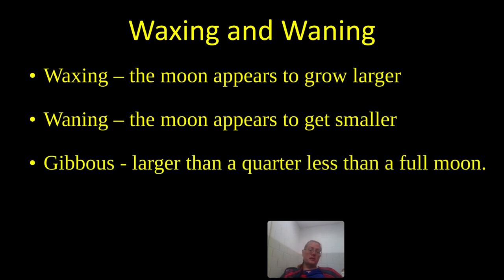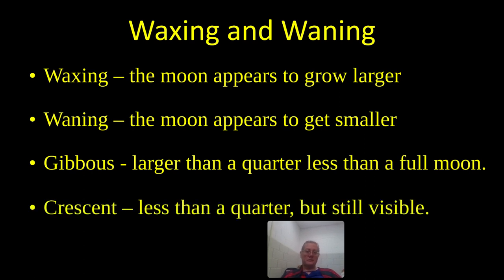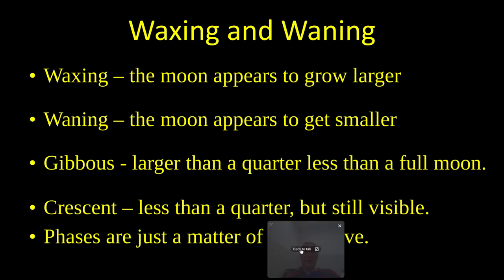Gibbous is larger than the quarter, but not as big as the full. So somewhere in between a quarter and a full moon. And a crescent moon is less than the quarter, but I can still see it. Like a banana. Crescents look like crescent rolls, bananas, whatever makes it easier for you to remember. Okay.